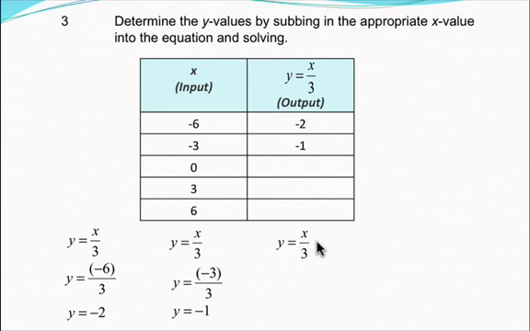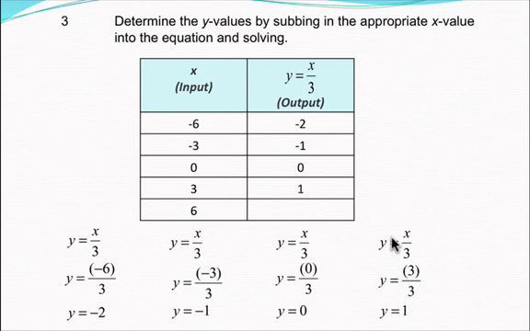Next, we've got y equals 0 divided by 3. And anytime you divide 0 by a number other than 0, the answer is 0. Next, if our input is 3, 3 divided by 3 is 1, so our output here is 1. And for our last example, our output is equal to 6 divided by 3, which is 2.